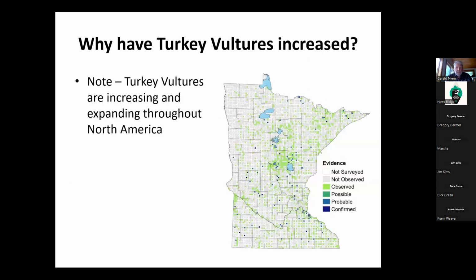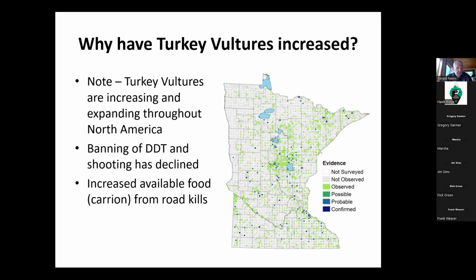So again, why have they increased? Again, expanding throughout North America. The banning of DDT was an important one for them because they were feeding on a lot of organisms that had DDT in them. And the shooting also, there was a lot of indiscriminate shooting in the early 1900s and certainly into the 1800s and even previously during that period.